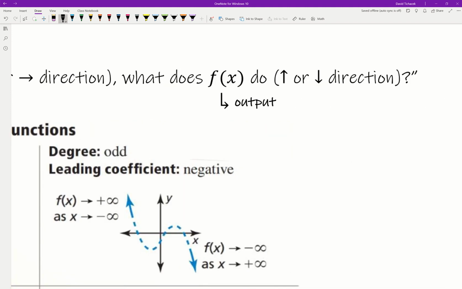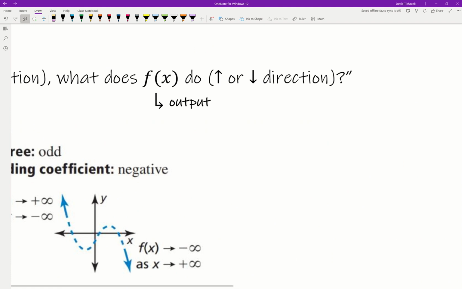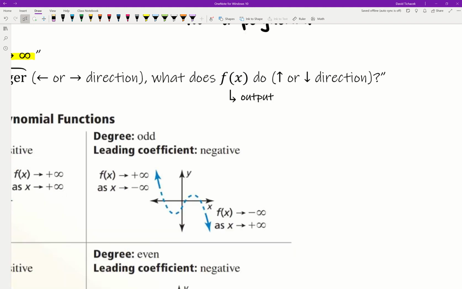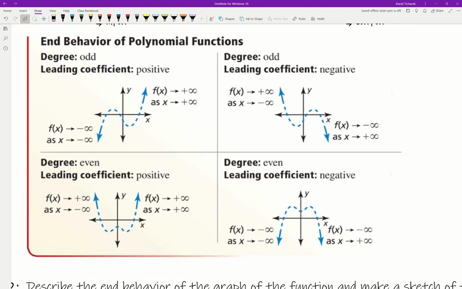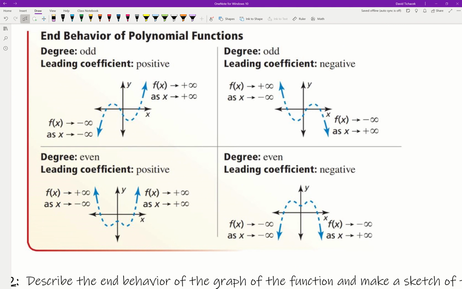So it says, what does f of x do? Or in other words, what does the output do? Do we rise further and further up? Do we fall further and further down? That's the case, right? And so if you think of all the different possibilities, here's just a quick table that summarizes all those things.